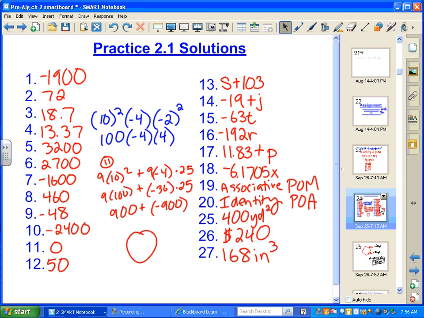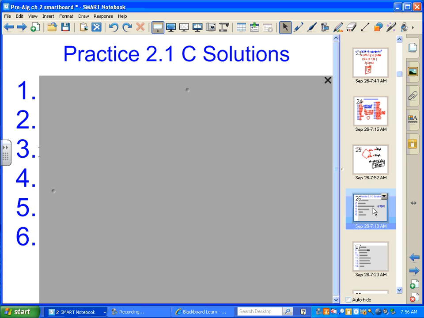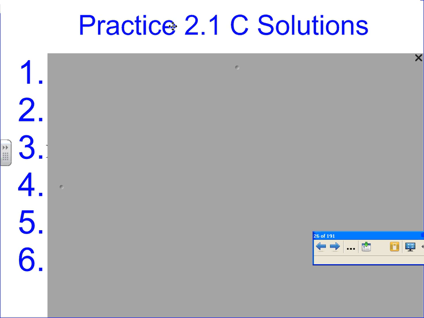How about, I'm surprised no one asked me about numbers 13 through 18. Are you guys okay with this? All right. Okay. All right, I mean, that's a good thing. I just anticipated that that would be the part you guys were confused on. Okay. All right, so thumbs up, thumbs down on that assignment before we go over the second one. Okay, thank you. All right, 2.1c.